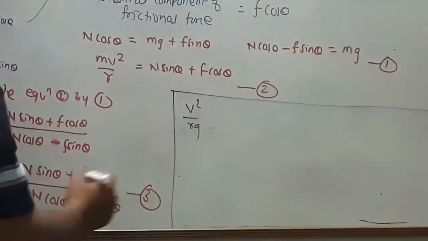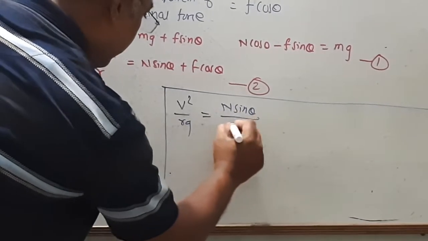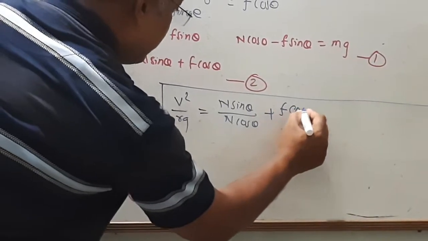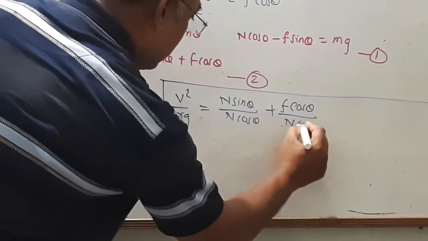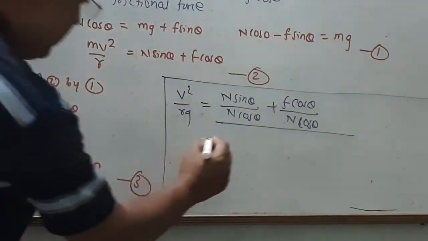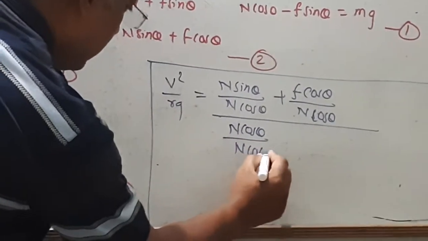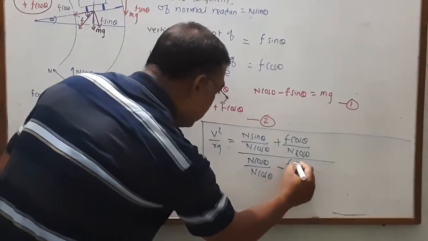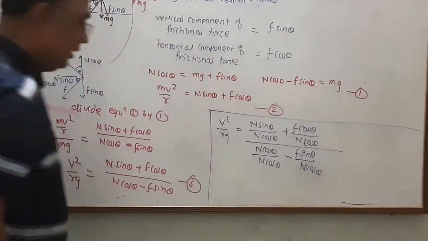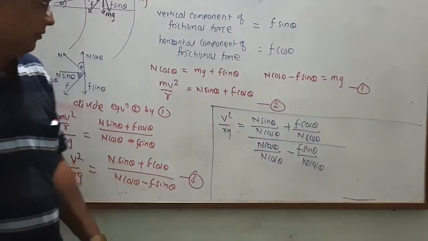I can write this equation number 3: v square upon rg is equal to n sin theta upon n cos theta plus f cos theta upon n cos theta. Again I can divide this equation by n cos theta, so n cos theta upon n cos theta minus f sin theta upon n cos theta here. Divide and multiply by this term, that is n cos theta.